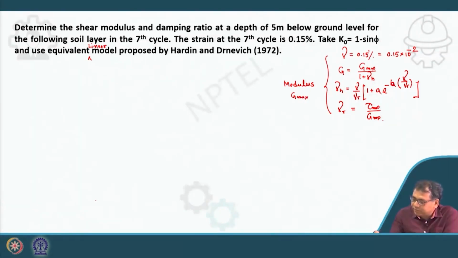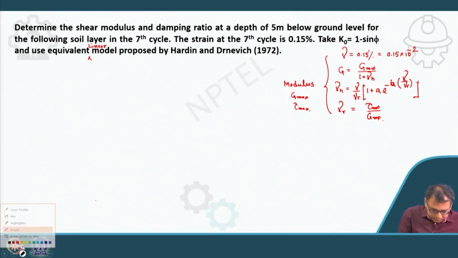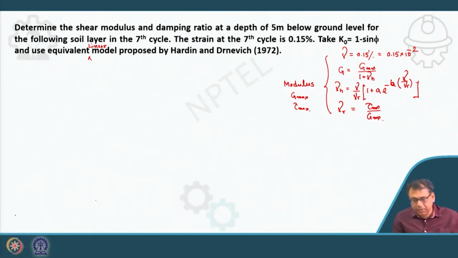Now, this A and B I will get from the table. Strain is given, so I have to determine strain reference. To know the strain reference, I have to determine G max and tau max. Also, I have to determine G max to determine the G value. So, let us first determine the G max value. I will use the expression proposed by this.